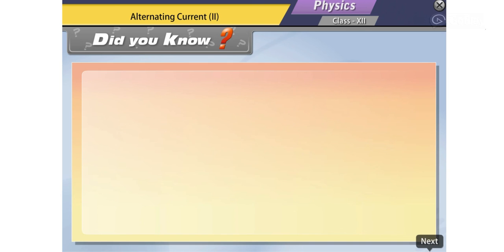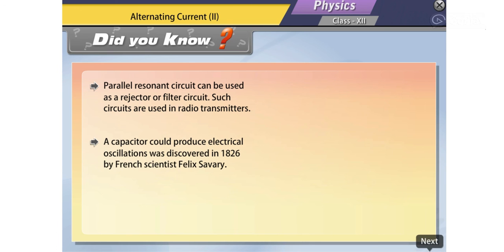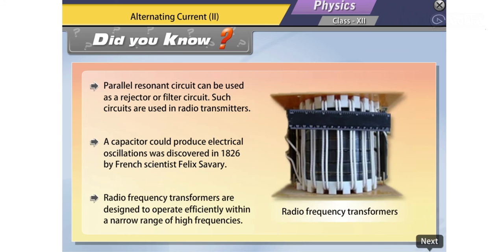Did you know? Parallel resonant circuit can be used as a rejector or filter circuit. Such circuits are used in radio transmitters. A capacitor could produce electrical oscillations was discovered in 1826 by French scientist Félix Savary. Radio frequency transformers are designed to operate efficiently within a narrow range of high frequencies.